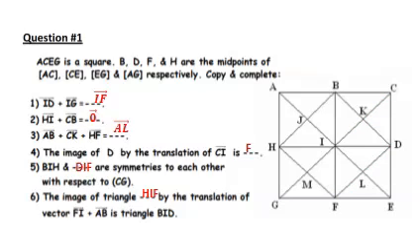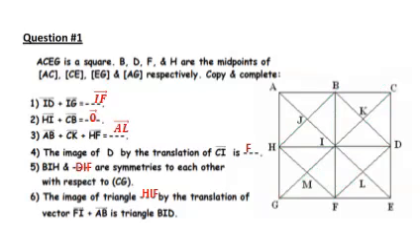Now, what are the two triangles that are symmetrical to each other with respect to CG? So this is CG. If the first one is BIH, which is given, then the second triangle is DIF, that are symmetrical to each other with respect to CG.